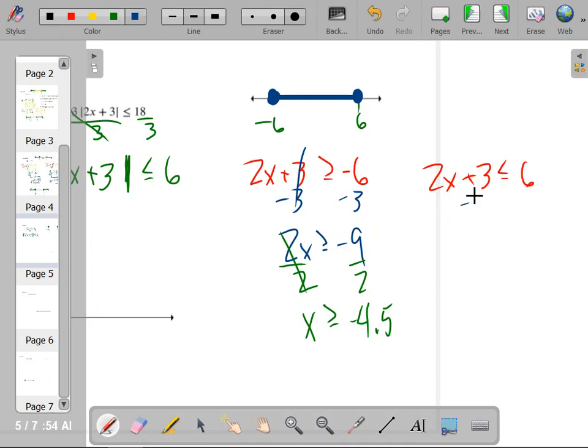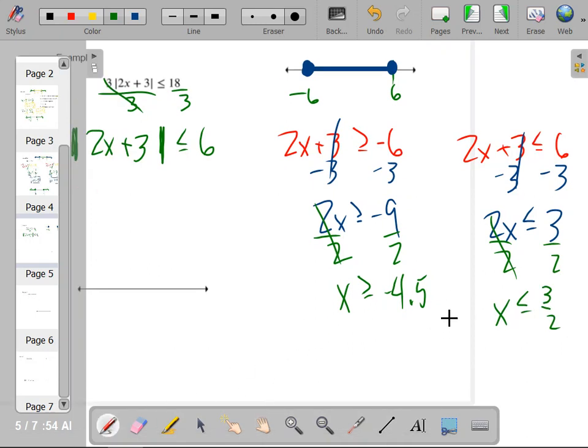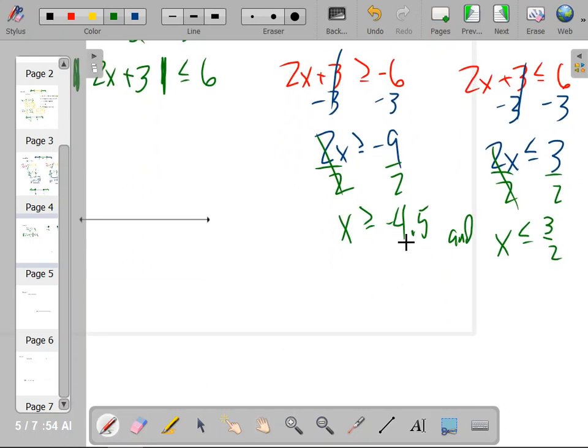Same two steps over here. Subtract 3. 2x is less than or equal to 6 minus 3, which is 3. Then divide by 2. x is less than or equal to 3 halves. This is an and inequality, so if you want, you can condense these into one inequality. You could say that the minimum, which is negative 4.5, is less than or equal to x, which is less than or equal to the maximum of 3 halves. Either of these are correct. Both of those say the same thing, and they're both fine.